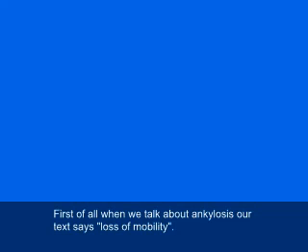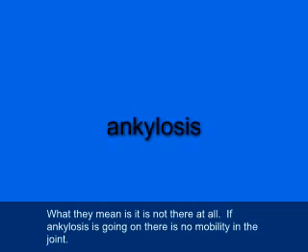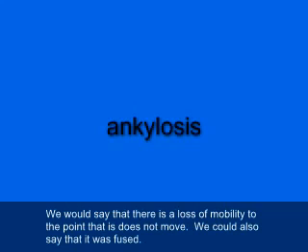First of all, when we talk about ankylosis, our text says loss of mobility. Our textbook tends to use that kind of backhanded expression, loss of something. What they mean is it's not there at all. If ankylosis is going on, there is no mobility in the joint. We would say that there's a loss of mobility to the point that it does not move. We could also say it was fused.